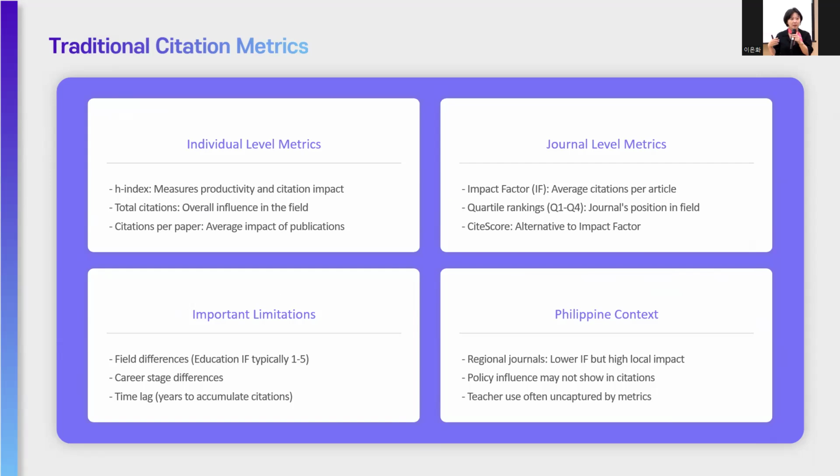And here is something crucial for your context. Regional journals may have lower impact factor, but very high local impact. If your research influences DepEd policy or changes teaching practices in Philippine schools, that matters even if it is not in a high impact factor journal. Teacher use of your research is often uncaptured by these metrics. So use these metrics, but don't be controlled by them. They are one piece of information, not the whole story.